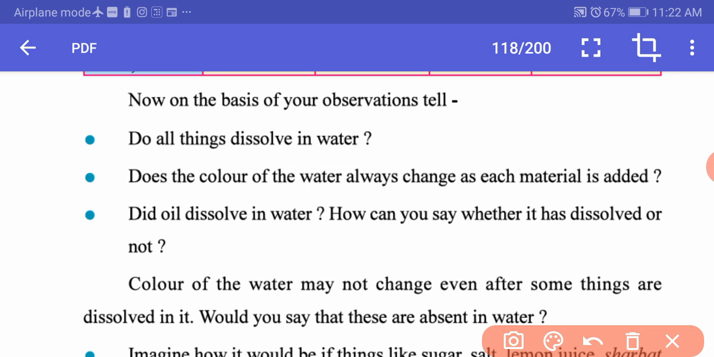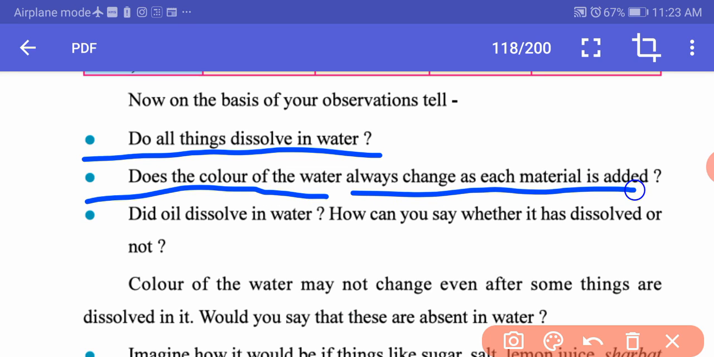The first one is, do all the things dissolve in water? For example, sugar, salt, oil. Does everything dissolve in water? No. Next is, does the color of water always change as each material is added? So that will also be no. For example, if you add sugar and salt, the color of water will not change.